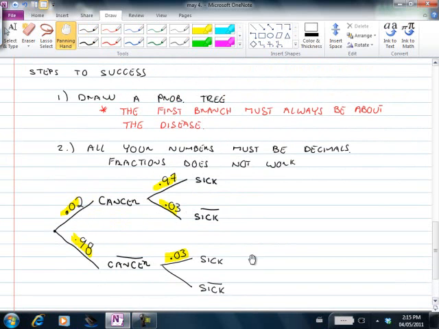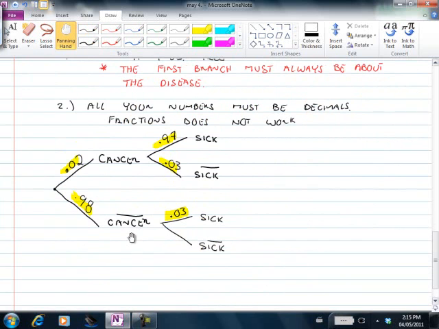0.03? See, if you don't have cancer and the test is wrong, it should say you're sick. Now, if you don't have cancer, the test should say you're not sick. So what number goes here then? 0.97. That's actually the hardest part. Here comes the easy part.